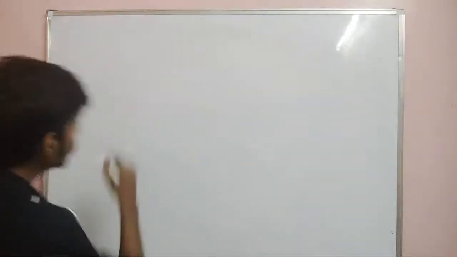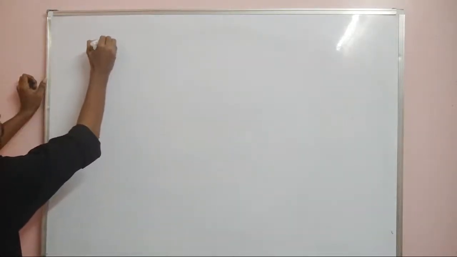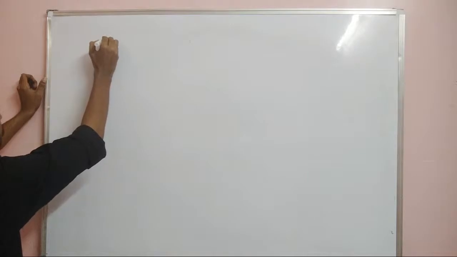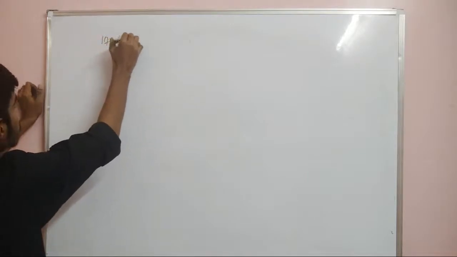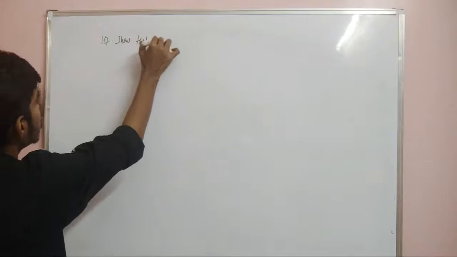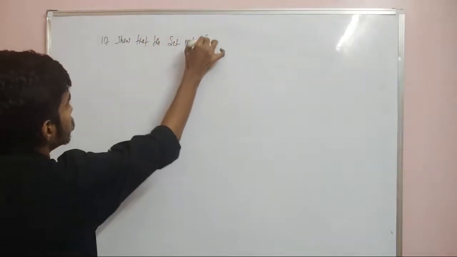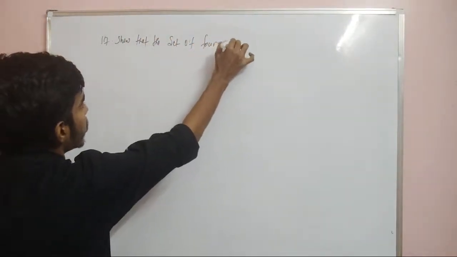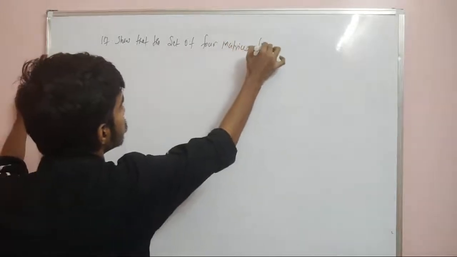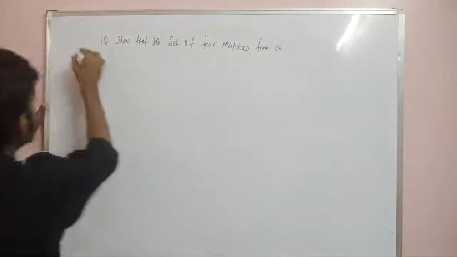So the last problem I am going to do in this topic, that is the 17th problem. Show that the set of 4 matrices forms a multiplicative group.